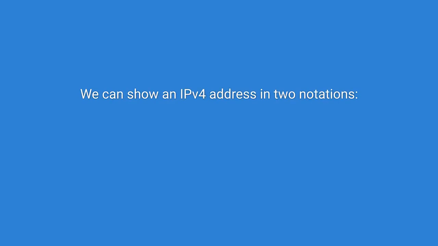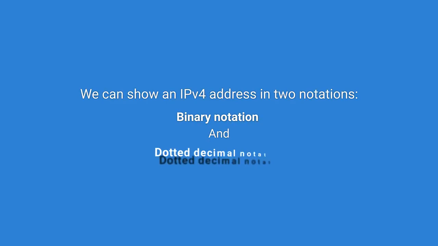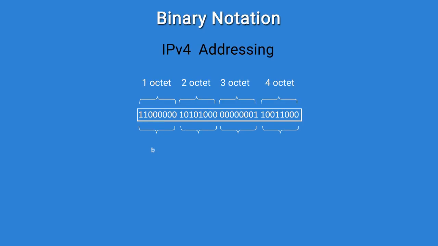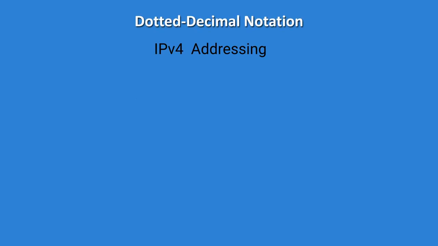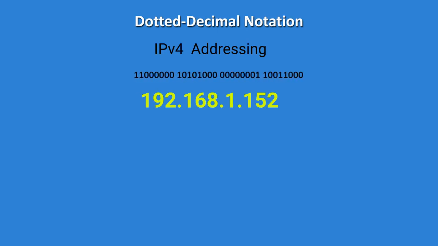We can show an IPv4 address in two notations: binary notation and dotted decimal notation. Binary notation. An IPv4 address is written as 32 bits with 4 octets each having 8 bits. The following is an example of an IPv4 address in binary notation. Dotted decimal notation. To make the IPv4 address easier to read, Internet addresses are usually written in decimal form with a decimal point, a dot, separating the bytes. The following is the dotted decimal notation of the above address.